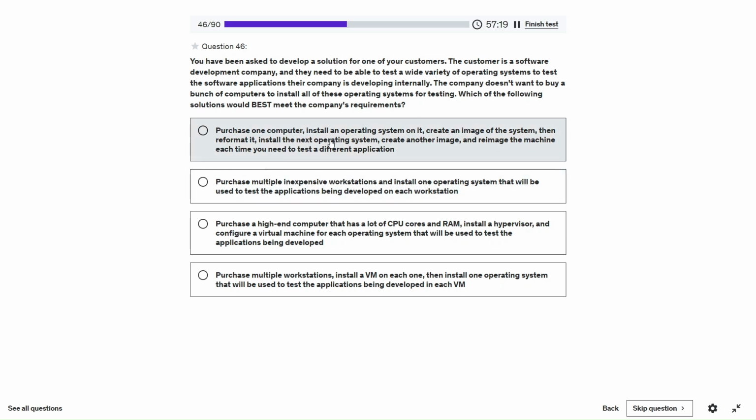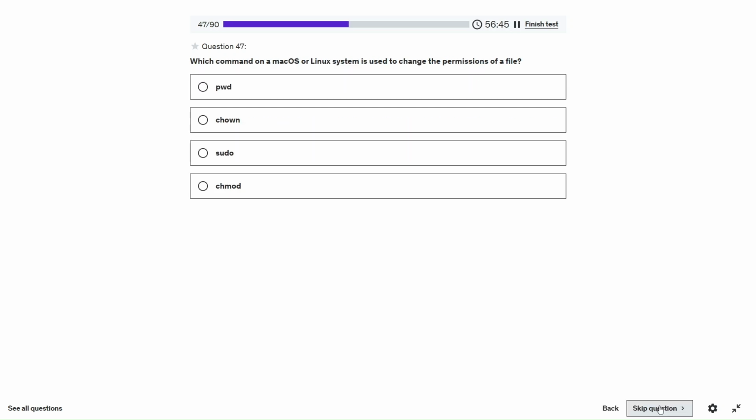So purchase one computer, install an operating system on it, create an image of the system, then reformat it. No, that's not the case. Again, reformatting will be an issue. Purchase multiple inexpensive computers. They don't want to purchase multiple. Purchase a high-end computer that has a lot of CPU and RAM, install a hypervisor and configure a virtual machine for each operating system. Yes, that's the correct answer. So buy one system, install a hypervisor, install different virtual machines, and test all applications on that system.